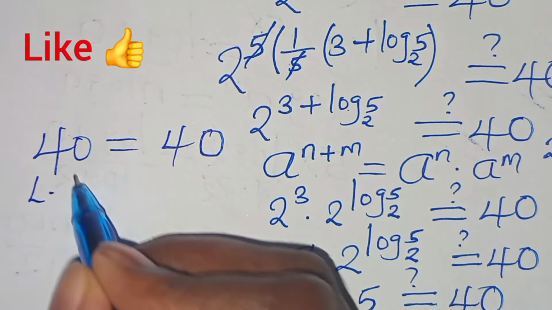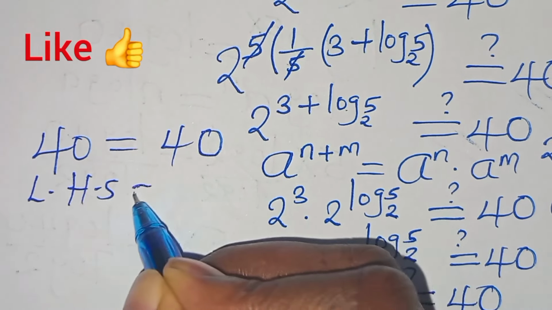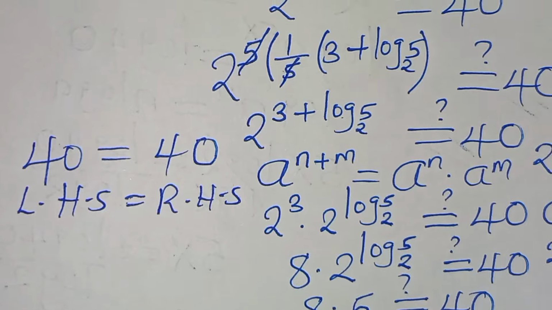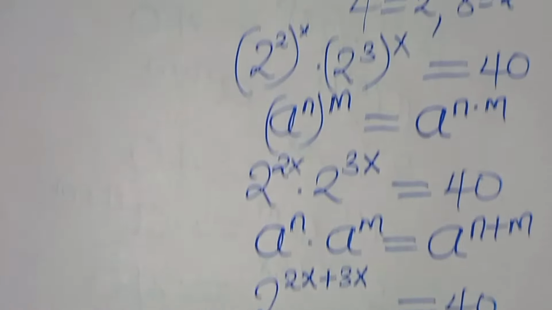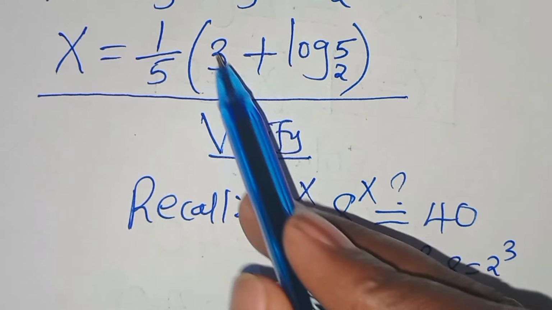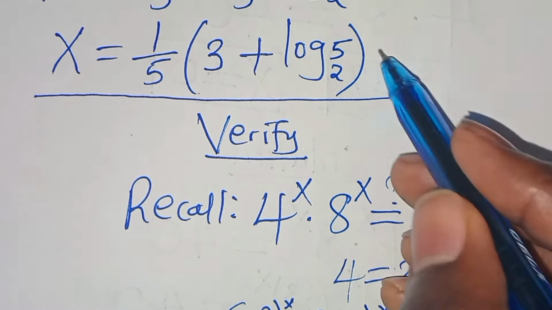This implies that the left hand side is equal to the right hand side. And therefore, the value of x, which is equal to 1 over 5 times 3 plus log 5 to base 2, satisfies the equation.